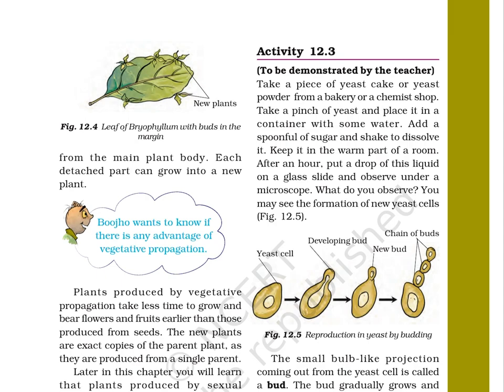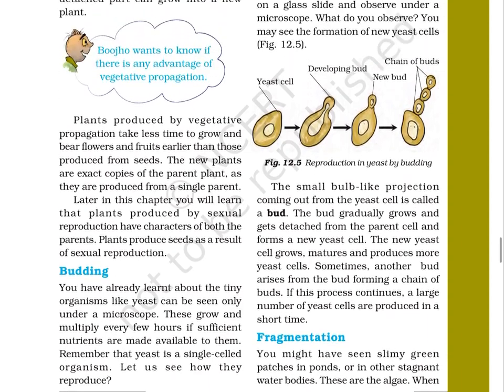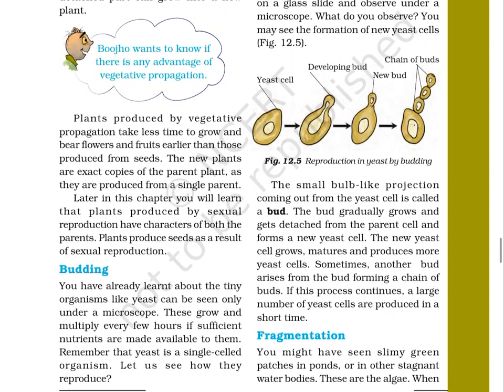Page 135. There's a thought bubble given here. A picture of Bojo is next to it. Bojo wants to know if there is any advantage of vegetative propagation.